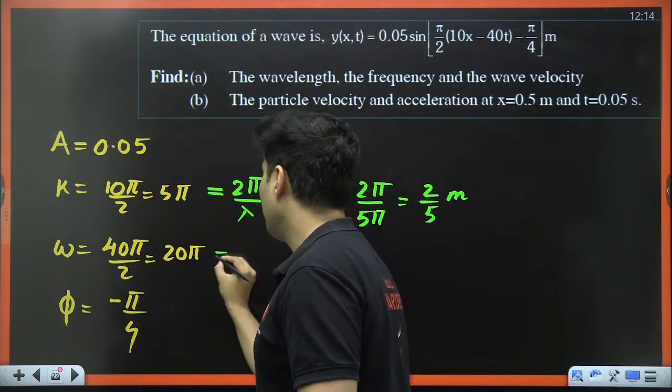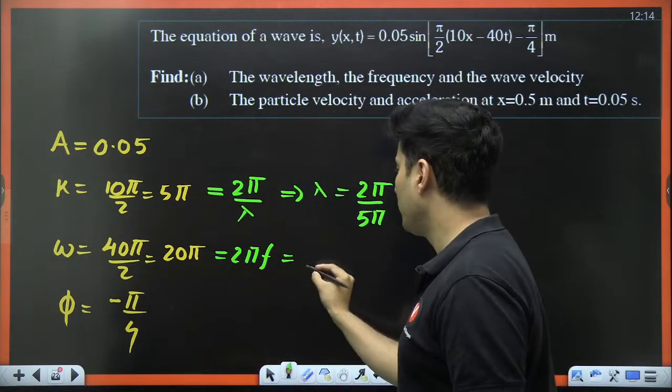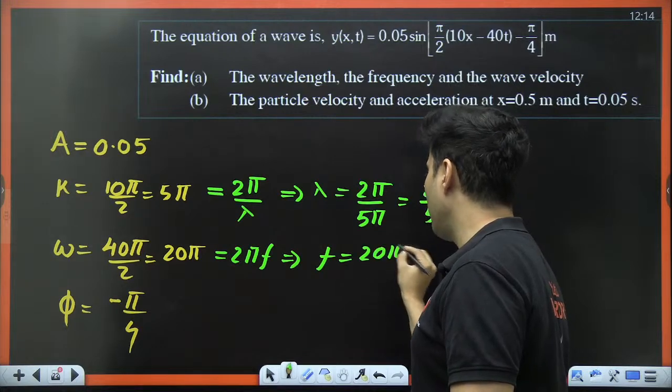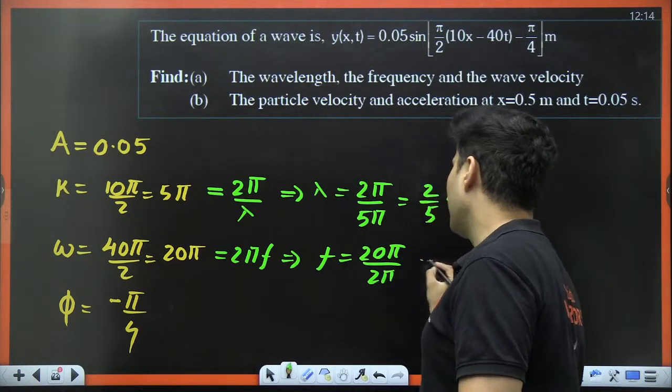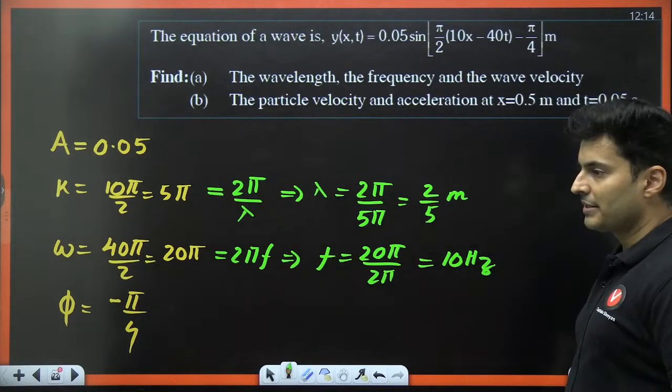Omega is nothing but 2 pi into frequency. So if you want to find frequency, then what will you write? You will write it as 20 pi by 2 pi. Pi cancels, 20 by 2 is basically 10. So 10 hertz is the frequency.